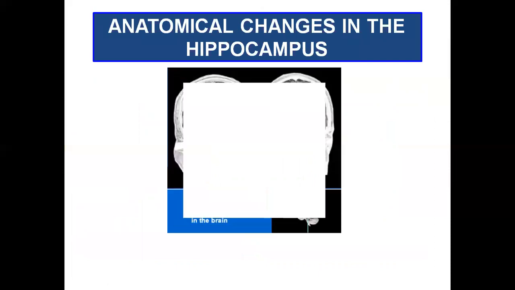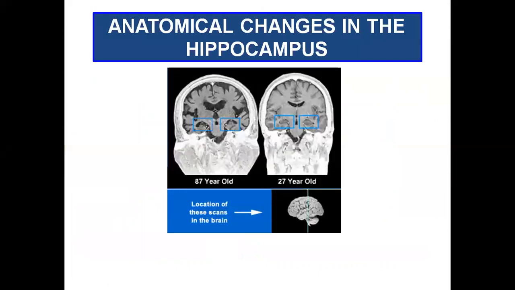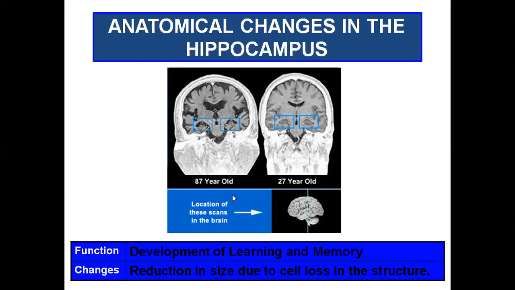Coming to the anatomical changes in the hippocampus, can you see this is an 87-year-old person's CT, whereas this is a 27-year-old person's scan. The location of these scans in the brain. So at this level, the function, development of learning and memory, changes that are noticed are reduction in the size due to the cell loss in the structures. So gradually as we become old, the potential that the brain has at a younger age to learn, store and recollect, the memory is gradually reduced.